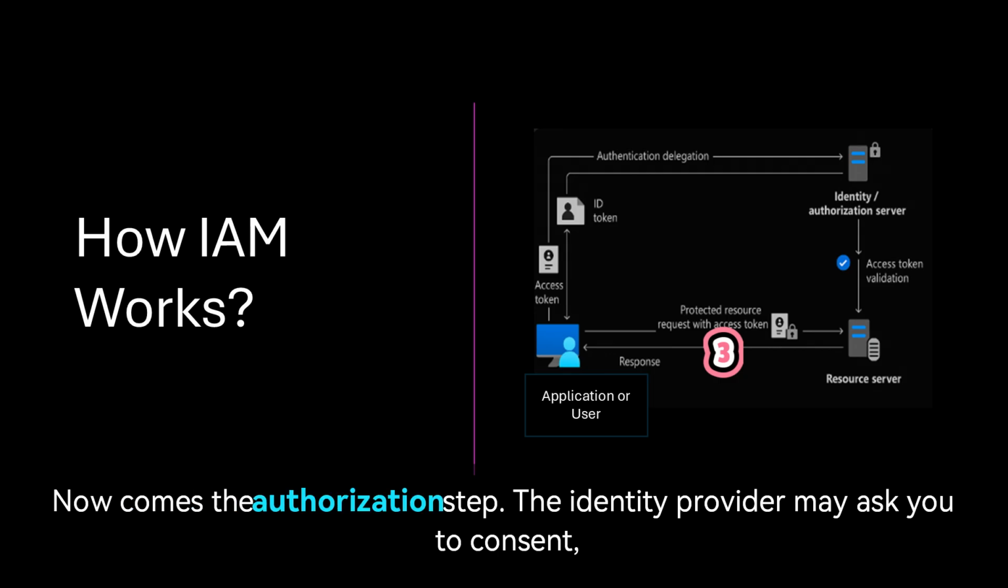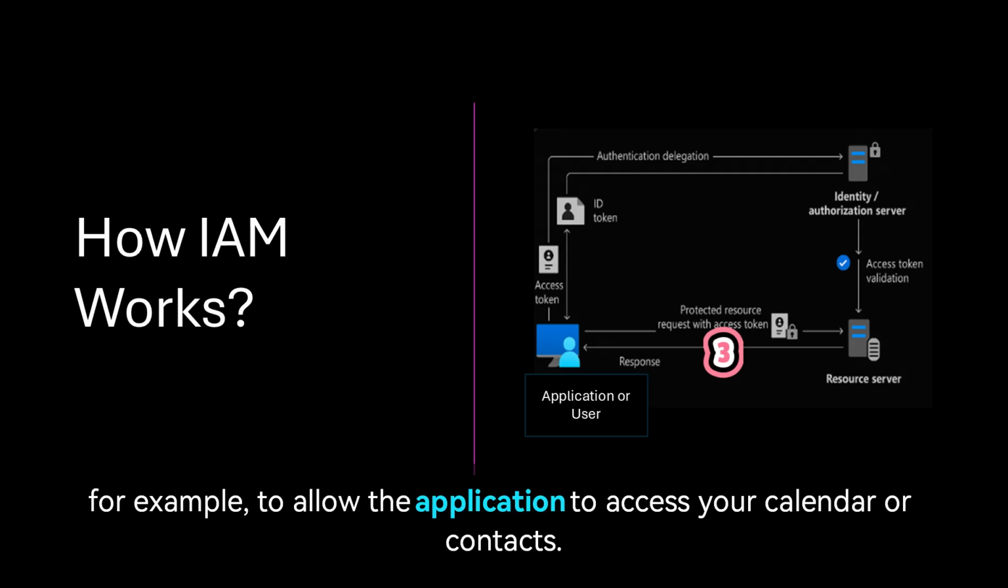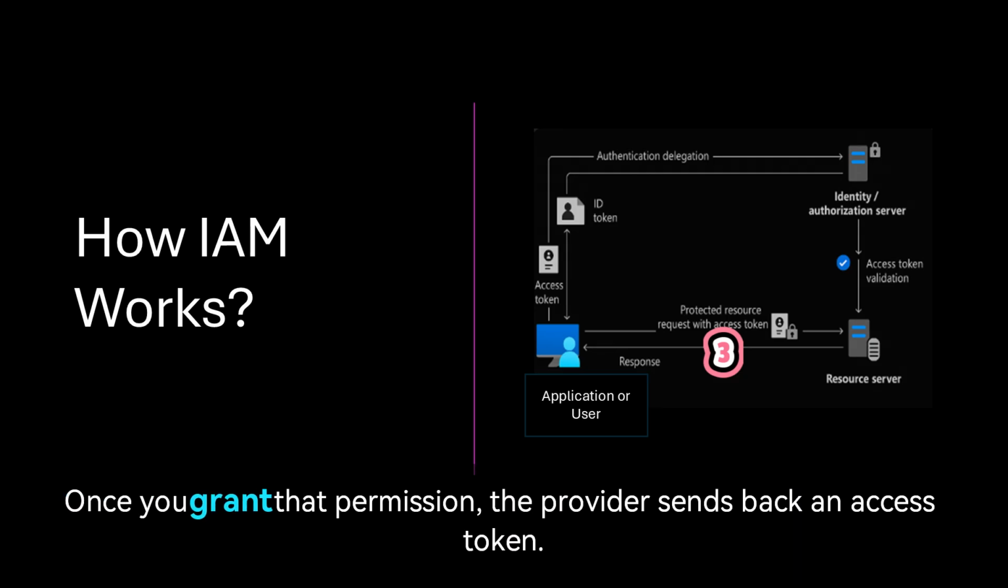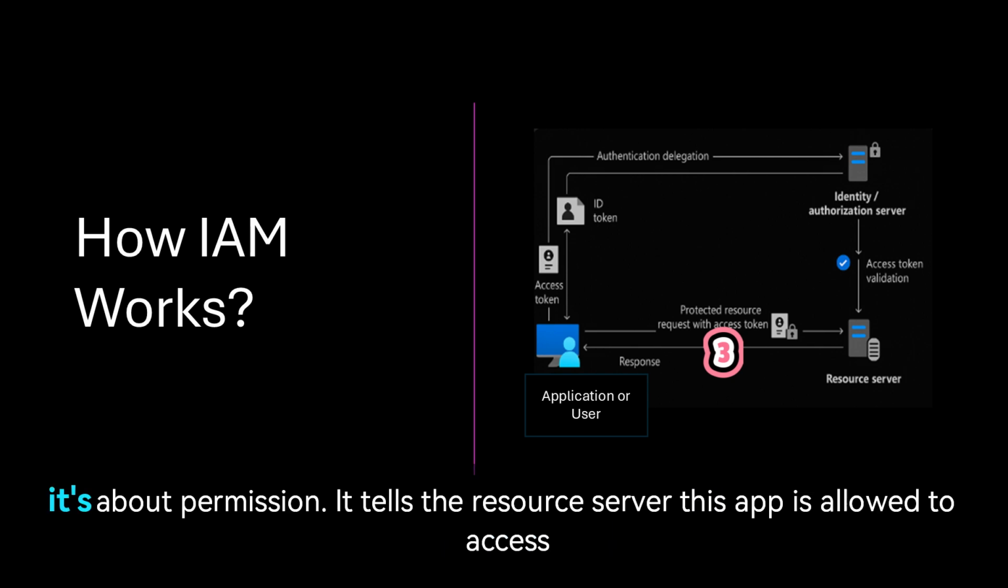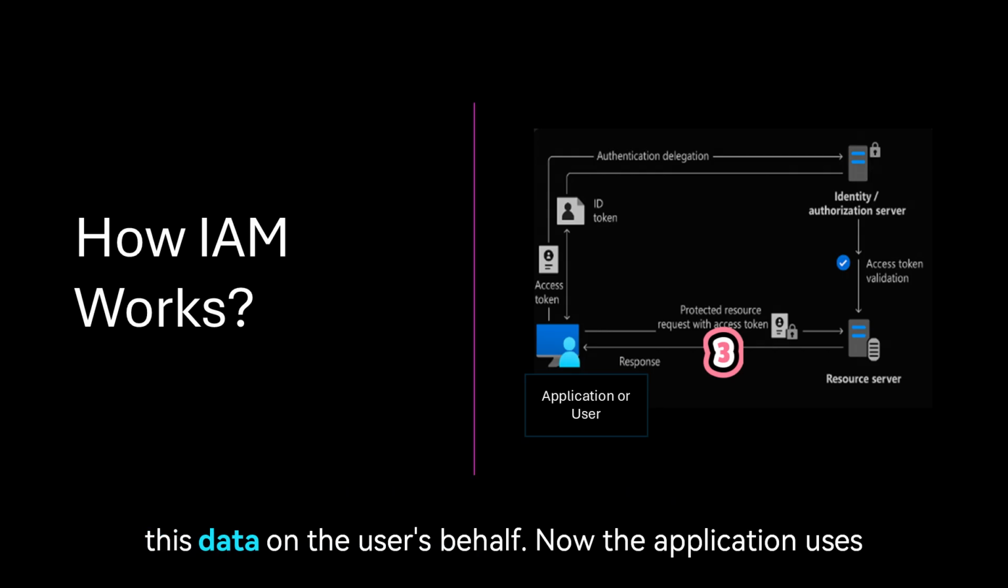Now comes the authorization step. The identity provider may ask you to consent, for example, to allow the application to access your calendar or contacts. Once you grant that permission, the provider sends back an access token. This token isn't about identity, it's about permission. It tells the resource server, this app is allowed to access this data on the user's behalf.